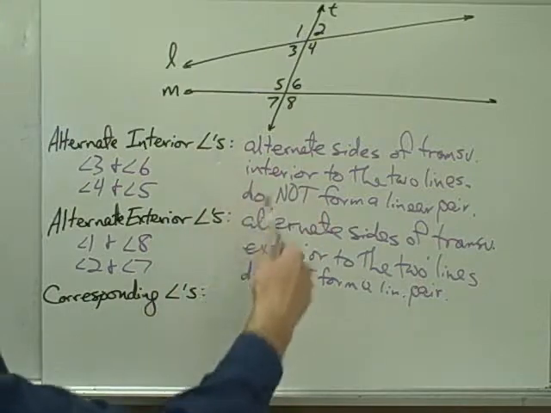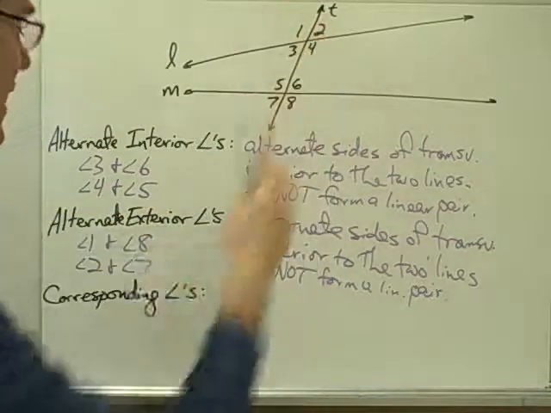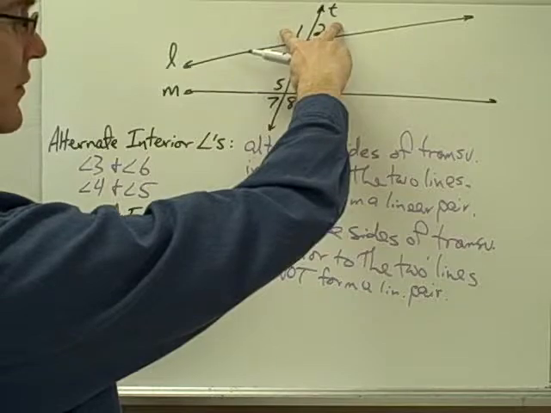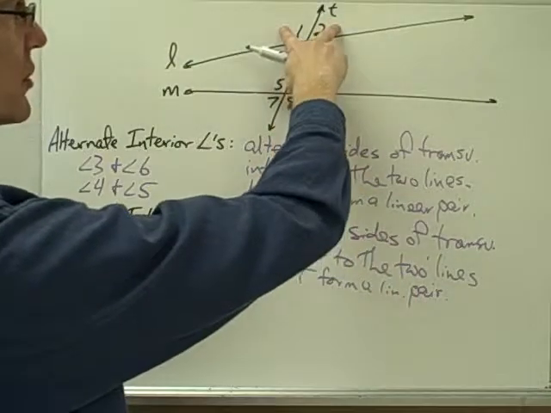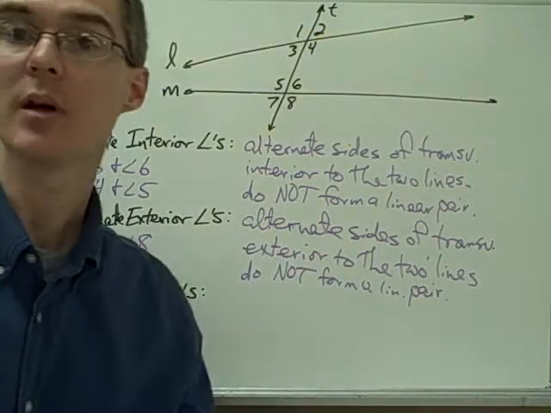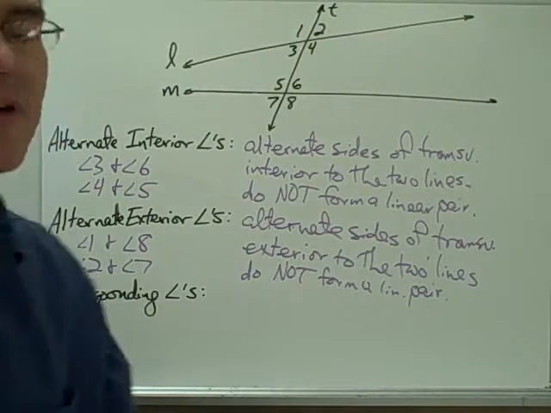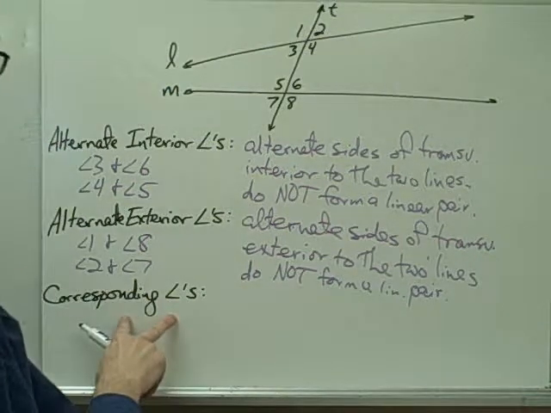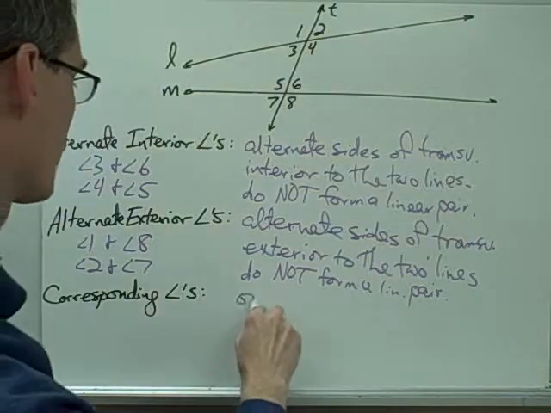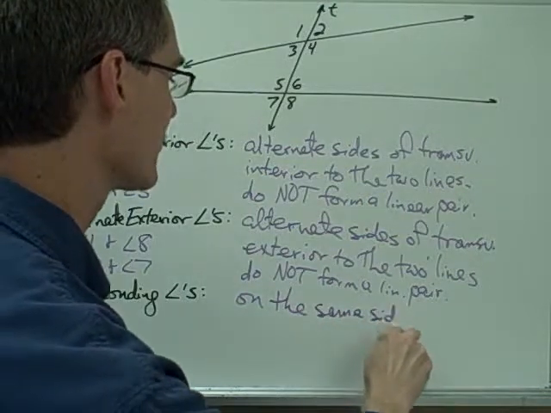And once again, let's point out a pair that are on alternate sides of the transversal. See, angle 1 and angle 2 are not going to be a pair of alternate exterior angles because even though they're on alternate sides of the transversal and they're both external to the two lines, angle 1 and angle 2 form a linear pair, so they would not be an example of alternate exterior angles. Okay, finally, the last type of angle pair that we're going to look at is called corresponding angles. And corresponding angles lie on the same side of the transversal.